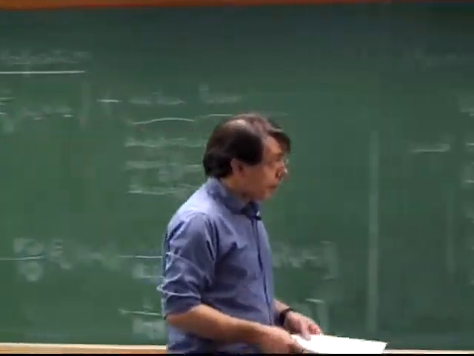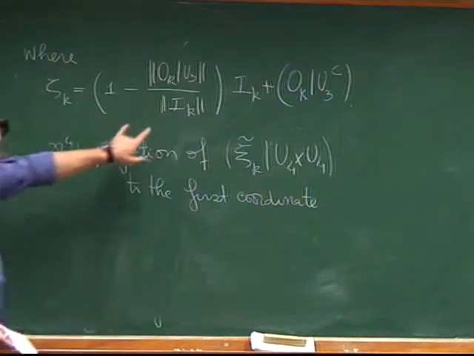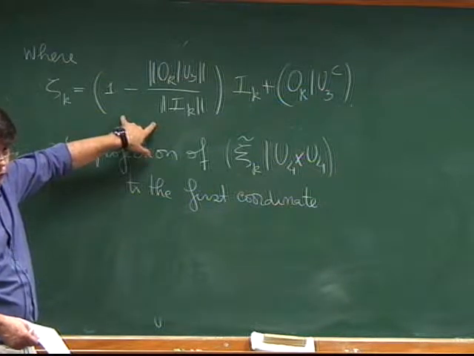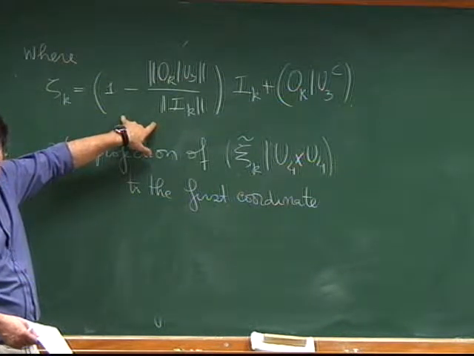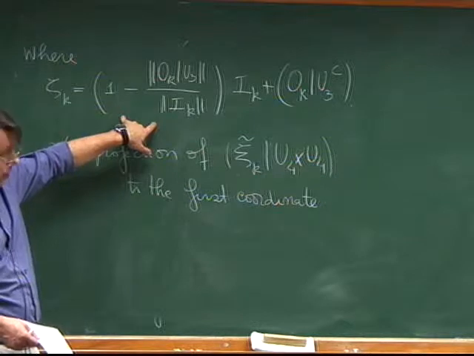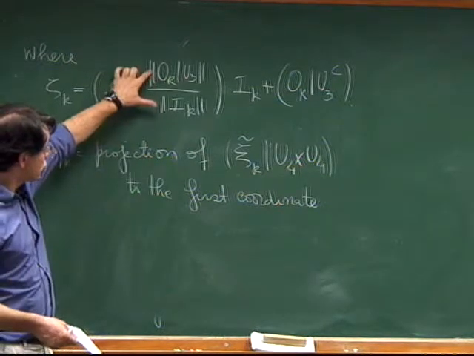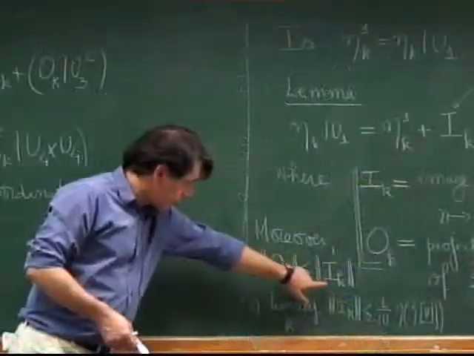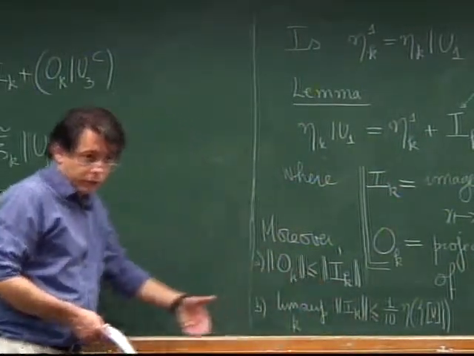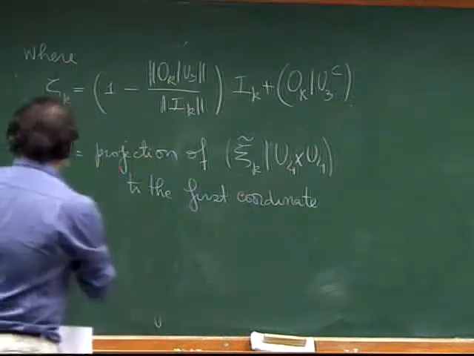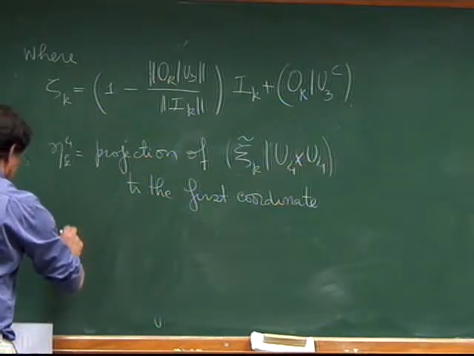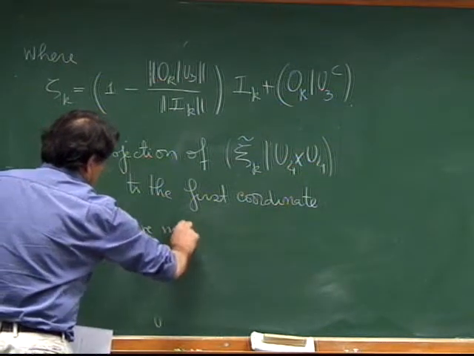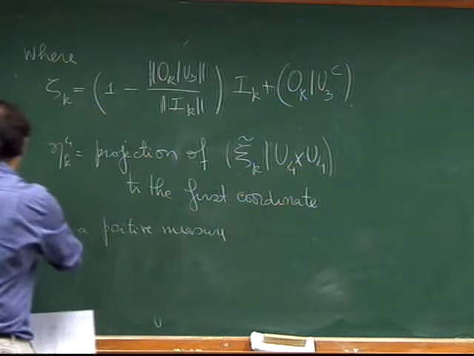First of all, here we have a difference. And when we have a difference, we have to be worried because we can only work with positive measures. But that's okay, because this quotient is smaller than 1, because the total mass of OK is smaller than the total mass of IK, and if you restrict, that remains true. So zeta k is a positive measure.